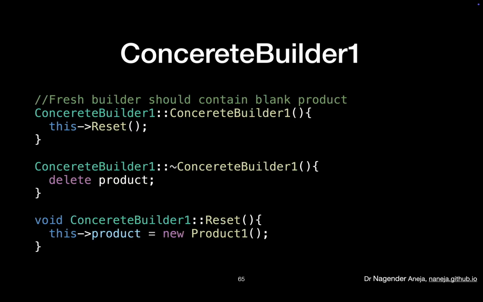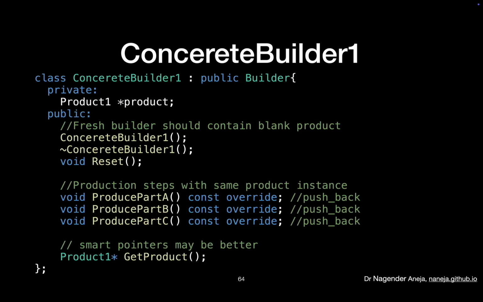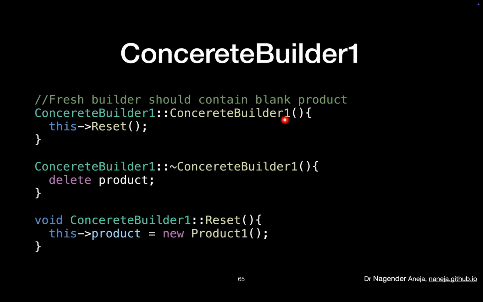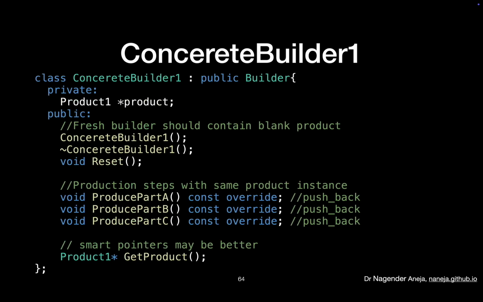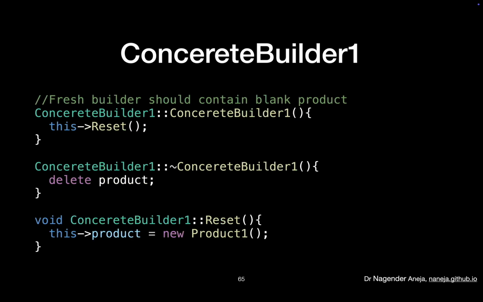So let's see this. This is the concrete builder one, right? And here we are going to have the constructor. So the constructor first calls reset. So if there is something, it says, okay, I'm starting from blank. So that's what the concrete builder one does. Then we have the destructor. It deletes that product, so in case you are already done with it, it releases this memory. Then we have the reset.